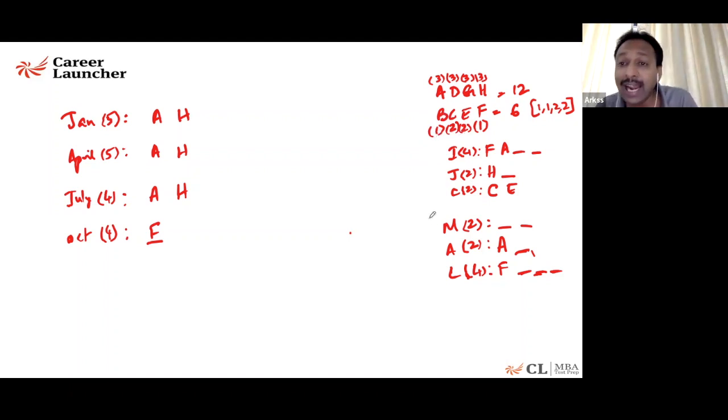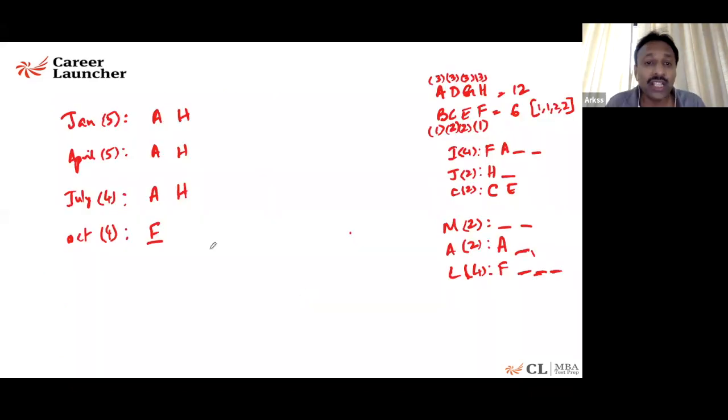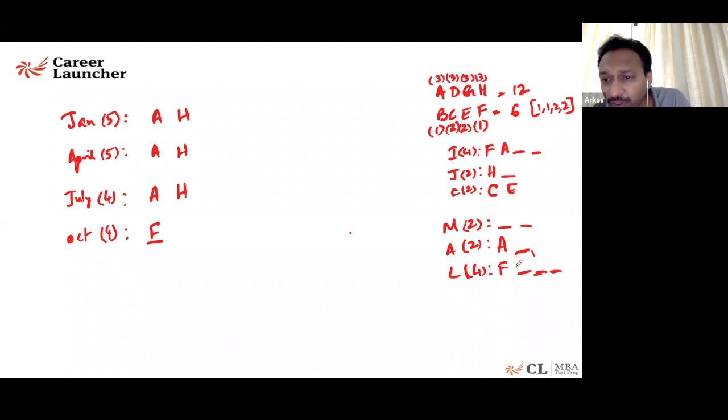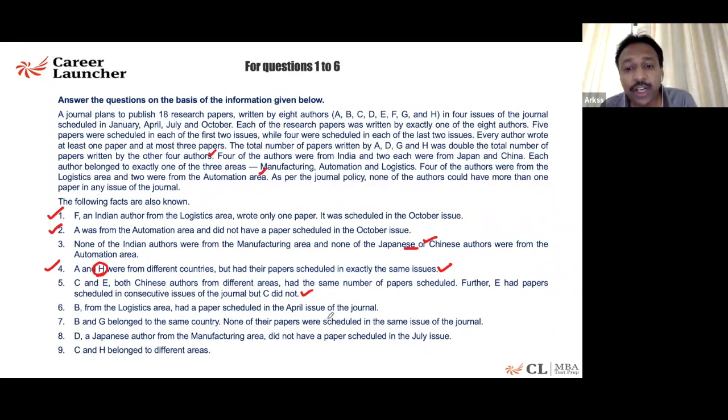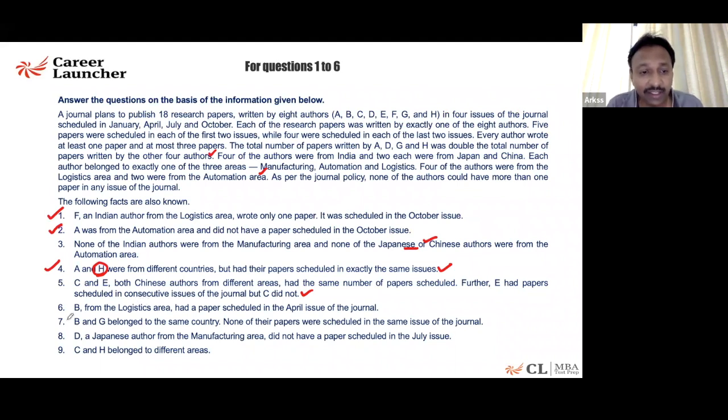B is 1. And what else is given? E had scheduled in consecutive issues of the journal, but C did not. So C is not consecutive. E is consecutive. Fair enough. Almost done, but not done fully. B is from the logistics area, has a paper scheduled in April. So B is here. Logistics area. We don't know which country he is from. We do not know, but B from the logistics area.